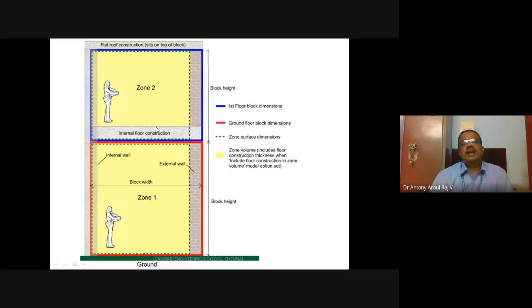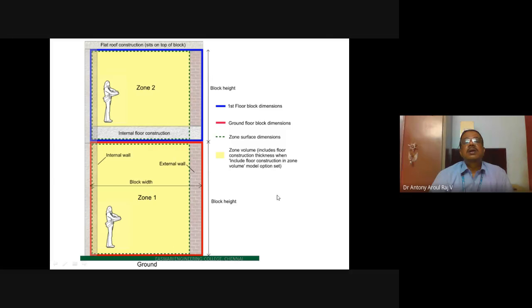So there are some standards so that it can be compatible for discussions. Everywhere, if you follow the standards, it will be compatible for discussions. Otherwise, some follow something and others follow something else. So in energy solvers, that is the building simulation solvers, up to this only you have to take it as a block dimension. Similarly for the ground floor block dimension, you don't take the roof. You don't take up to this one.